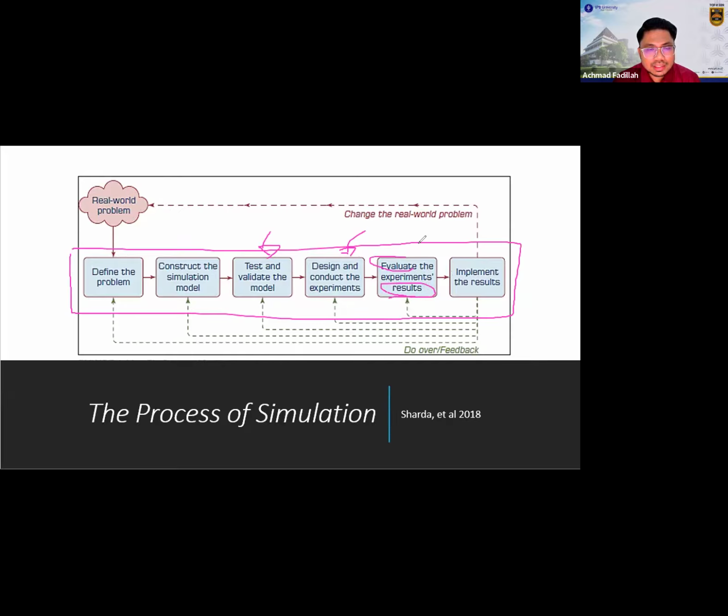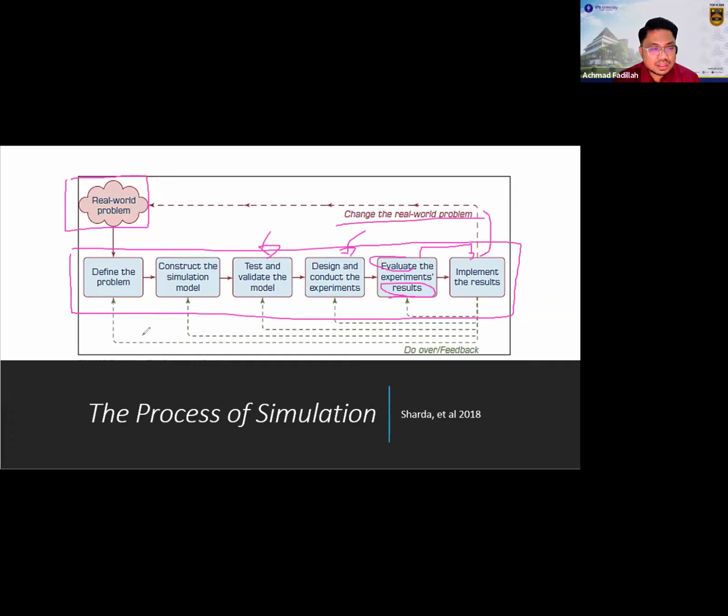And then the next step, you implement the result of the modeling. It means that the problem in the real world can be solved from the result of the model. The result from the modeling, I mean. So this will change the real world problems.